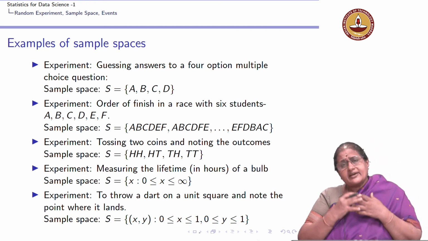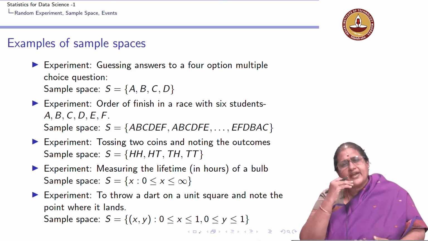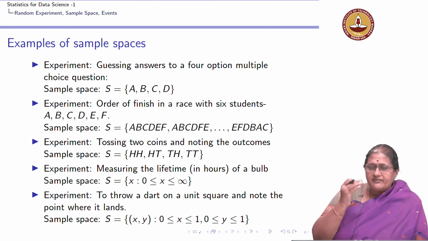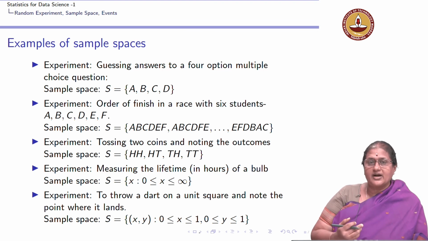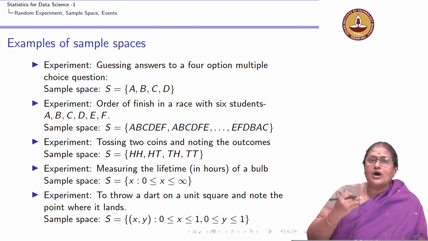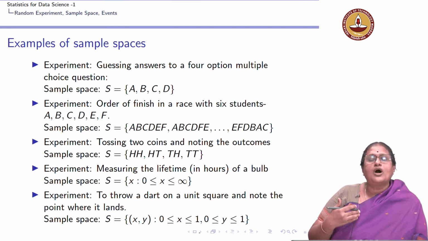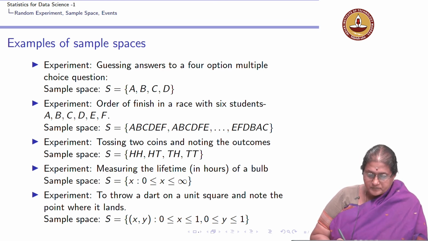So, if we encounter any situation with uncertainty, we need to understand what the experiment is, what we are observing, we need to know how to list down the sample space, and we need to know how to represent the sample space.